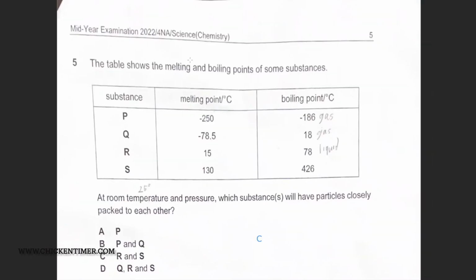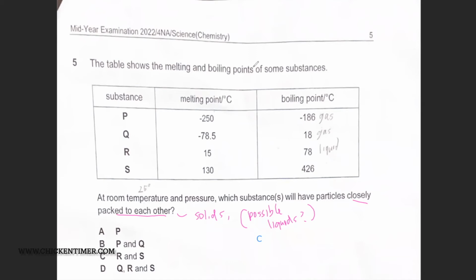Okay, which substances will have particles closely packed to each other? Closely packed to each other: solids, possibly liquids? Let's look at the question, because in the solid state the particles are super close to each other. In the liquid state the particles are also close together, but not as close as solid. The only ones that have particles far away from each other are gases.